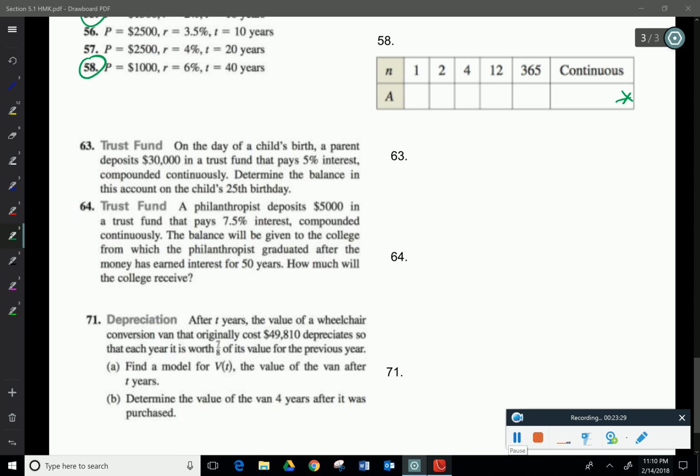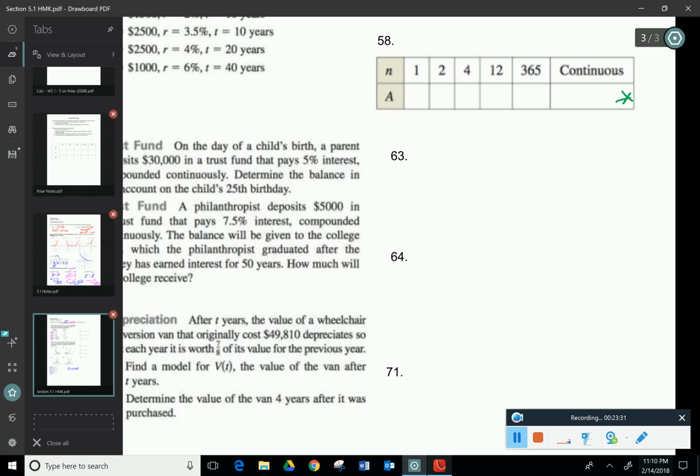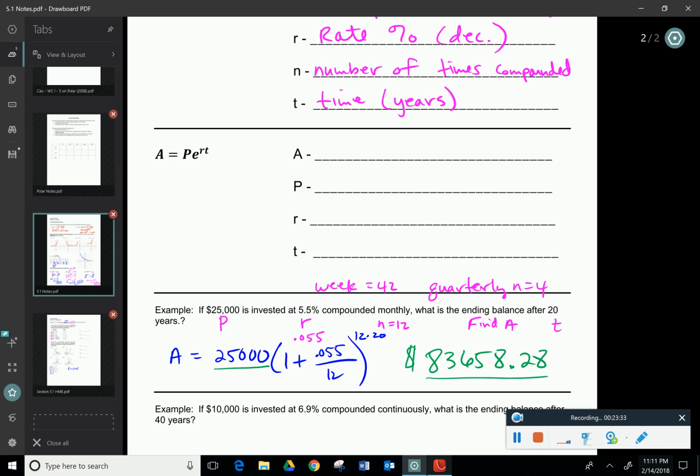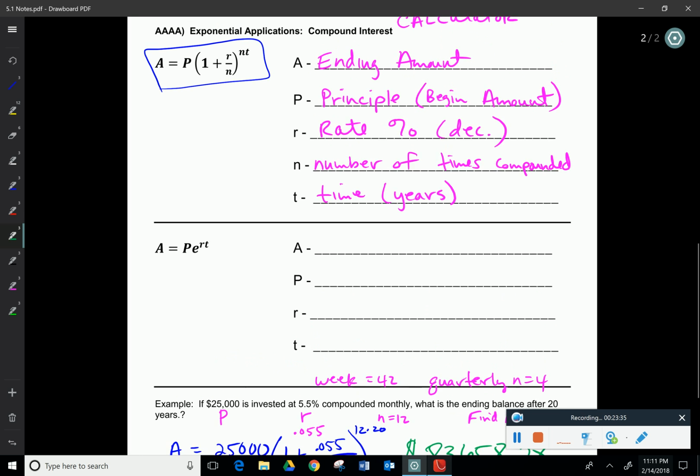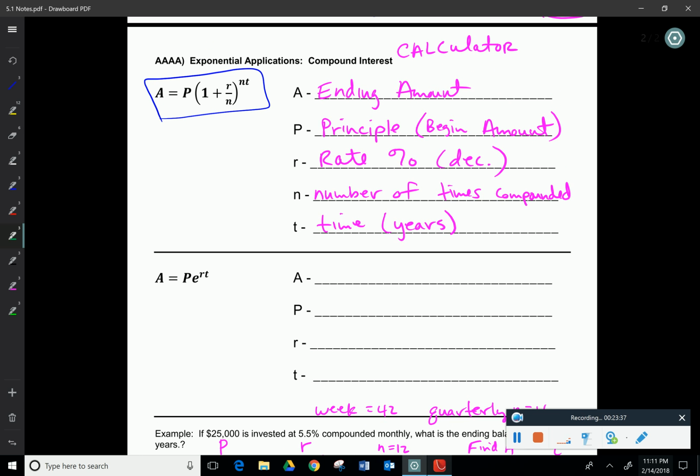Okay, so once you've got those, then let's go back to the notes, and we have one last formula that we want to talk about. So up here, the idea is you invest some money, you have a specific interest rate for a certain amount of time, and they might say it's compounded monthly or it's compounded quarterly. And what that means is that's how often they're going to add the interest back in. Okay, the more times you add interest back in, the more money you're going to make.